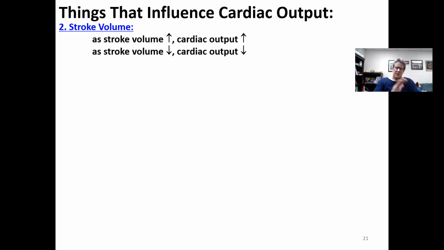Okay, so we covered heart rate. Now let's look at stroke volume. Okay, so it's a direct proportion. As one goes up, the other goes up. As it goes down, the other goes down.